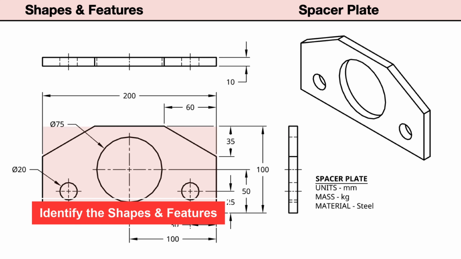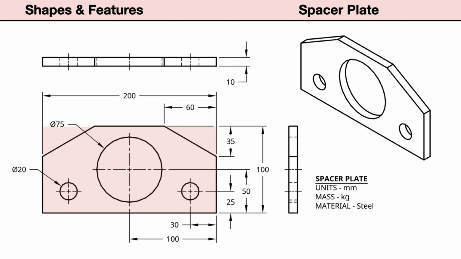When preparing to make a feature-based model, we need to identify the basic shapes and features. The front view shows a rectangular shape. The top corners are cut at an angle, forming a chamfer. And the edges in the top view and right side view show the material thickness is the same throughout the part. The front view shows a circular hole centered on the plate. The hidden lines in the top and right side view show this hole goes through the plate.